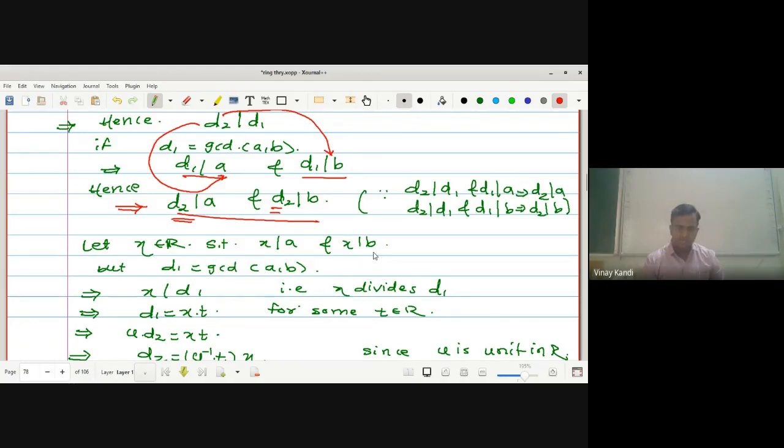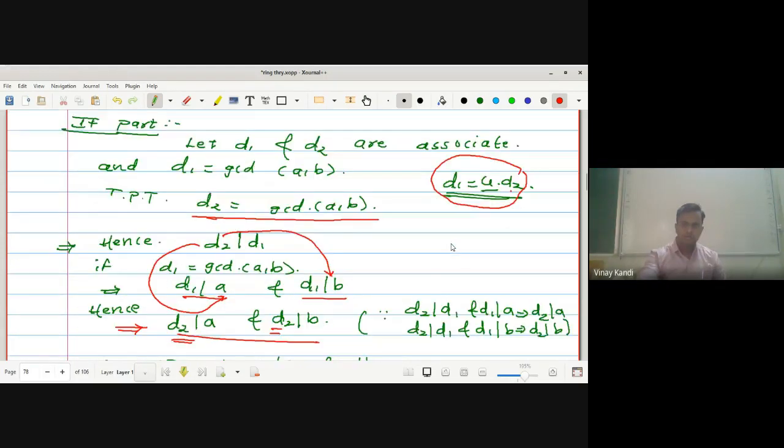For this one I take x belongs to R so that x divides A and x divides B. Now what is D1? D1 is the GCD of A and B, that is x must divide this D1. Okay, so x divides D1. What is the meaning of x divides D1? D1 is equal to x into t for some t belongs to R. But what is the value of D1?